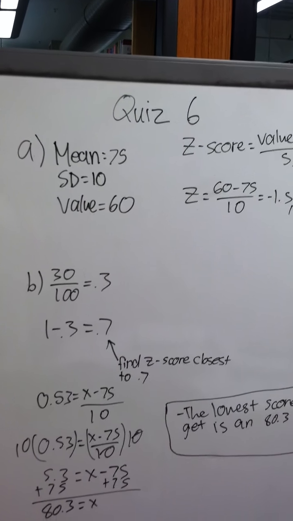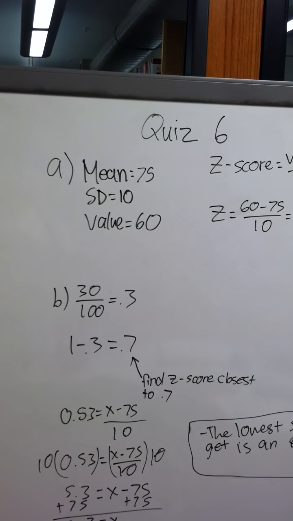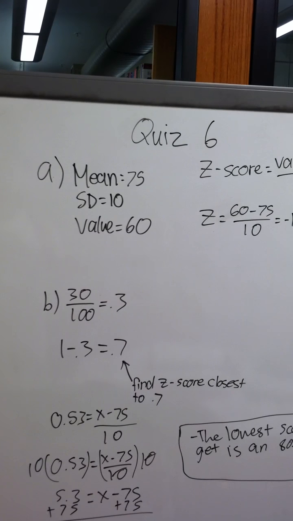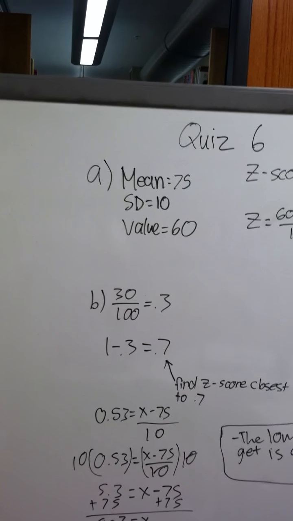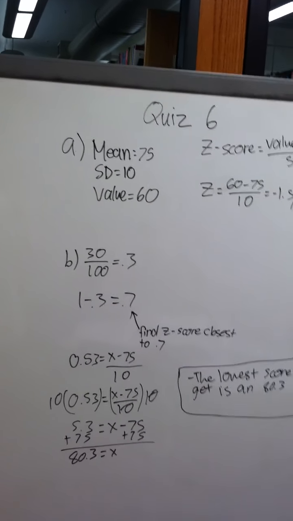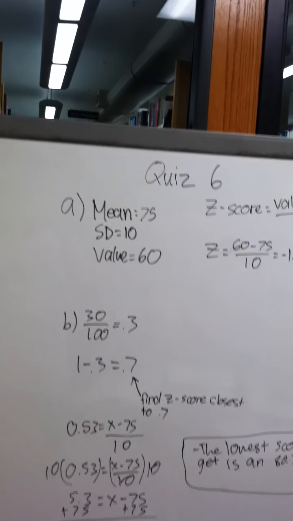I will be doing quiz 6. Quiz 6 states that past semesters have shown that scores on Professor Mosby's architecture final are always normally distributed with a mean score of 75 and a standard deviation of 10.